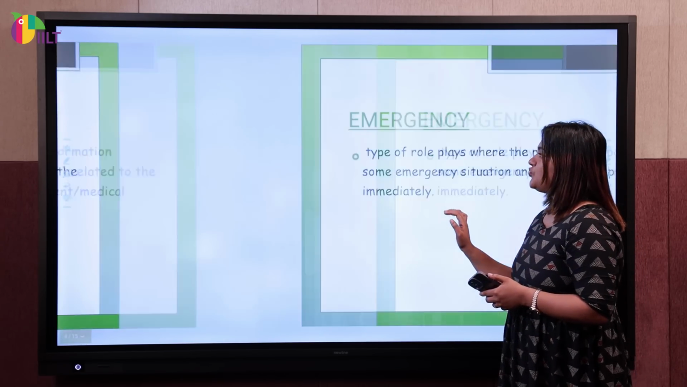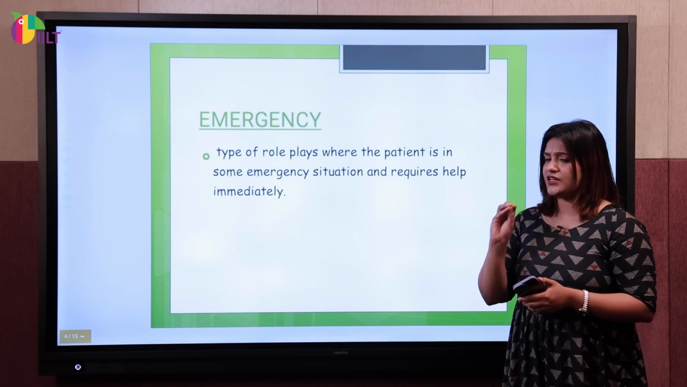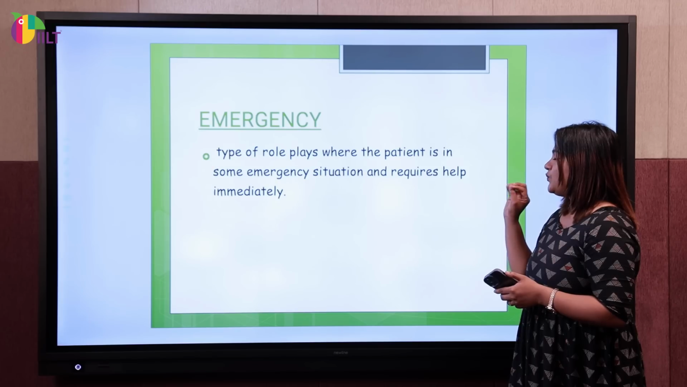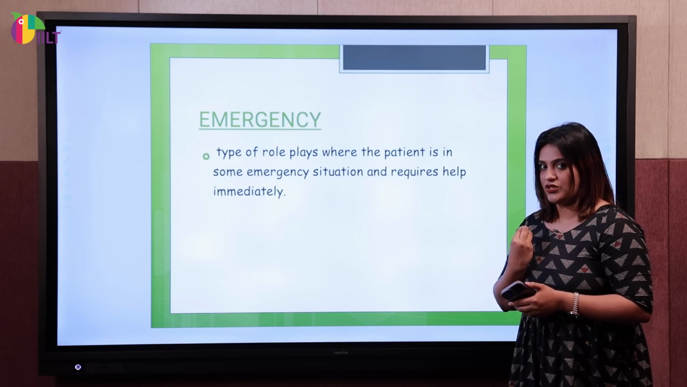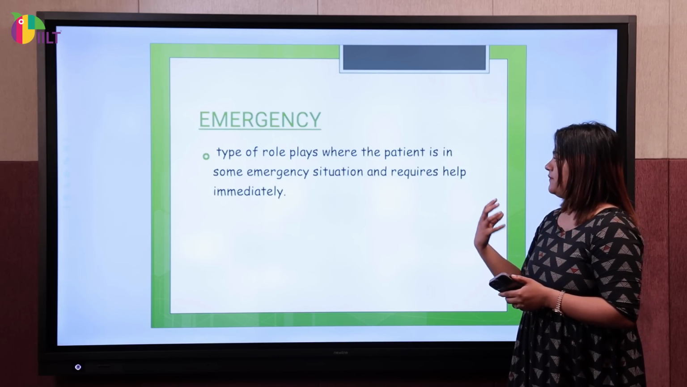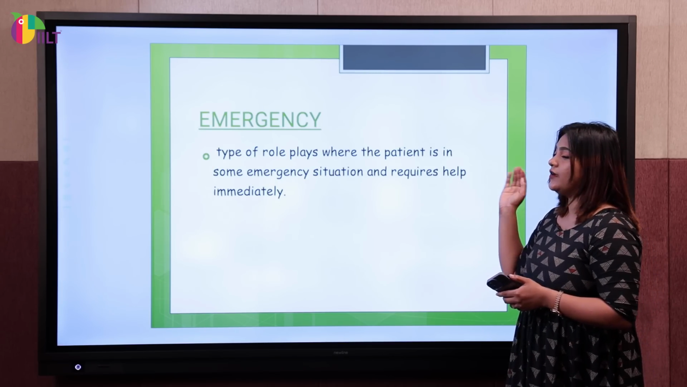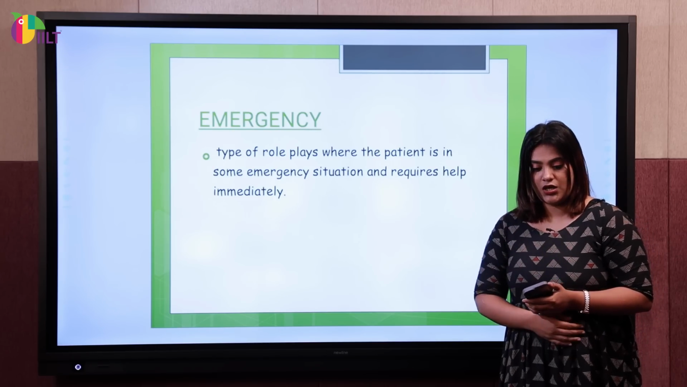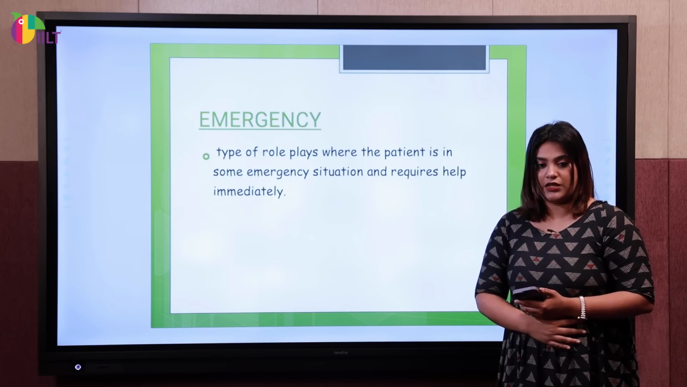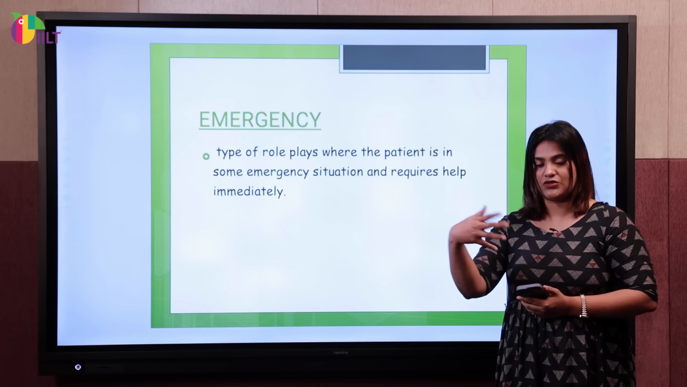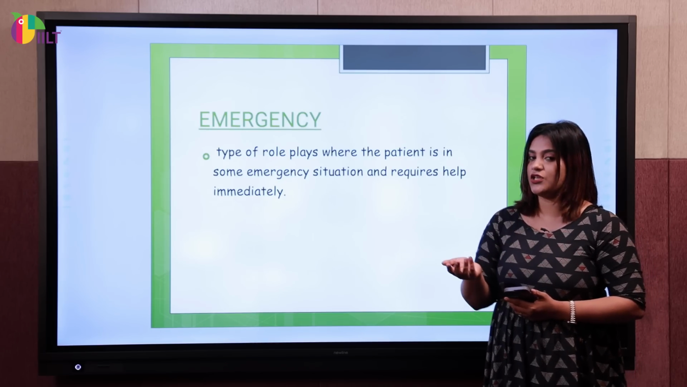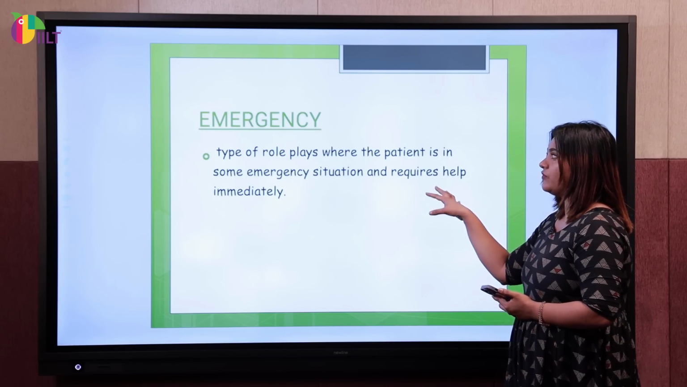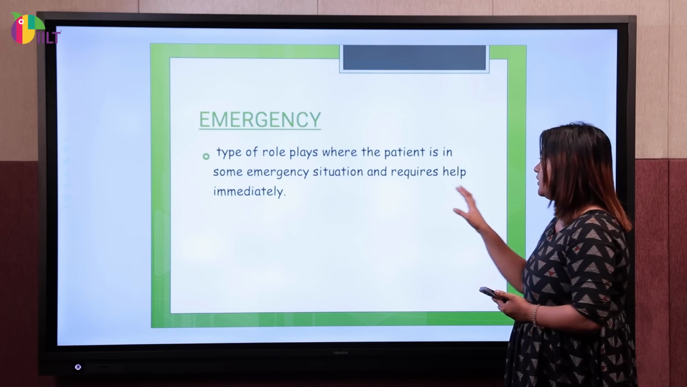Okay, the next one you have is emergency. The name itself suggests the meaning there. These types of role plays are where the patient, or the bystander, is in some sort of emergency, and they require help immediately. Which means as a nurse you have to start immediately with the data collection, checking the vitals, whatever is mentioned in the cue card, and move forward with it very quickly. So these types of cue cards are called emergency cue cards.